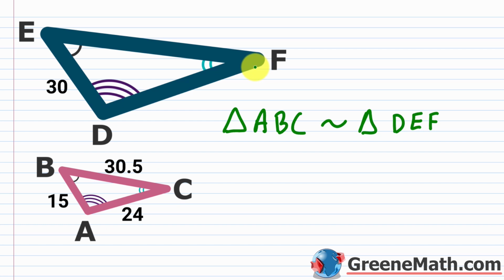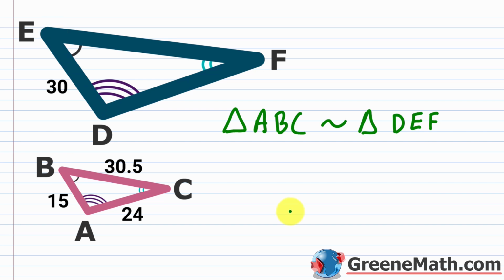Those are corresponding sides. Now we know if we're working with similar triangles that corresponding angles must be equal, and corresponding sides must be proportional. So again, this just means that the ratios of their corresponding sides must be equal. So let's use that to set up a little proportion. So I know that this side AB corresponds to this side DE.